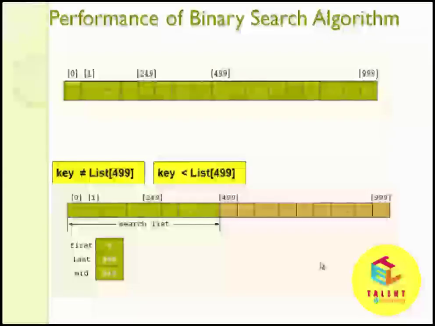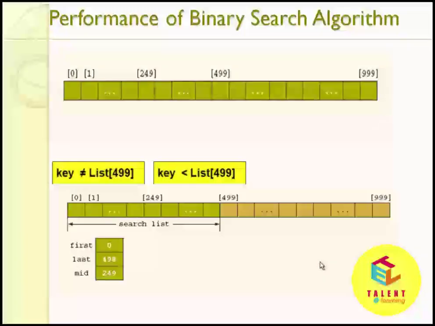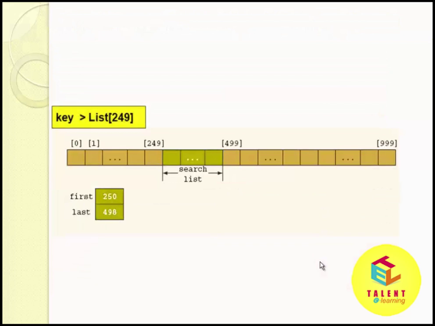Now, performance of the binary search algorithm. This is the array. If key is not equal to list of 499, key is less than list of 499, then the search list becomes 0 to 499. So first is 0, last is 498 and mid is 249. If key is greater than list of 249, then the search list becomes even smaller and first is 250 and last is 498.